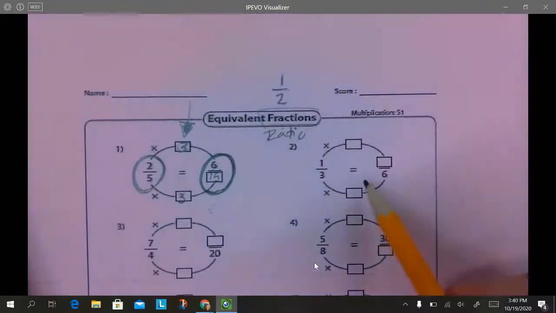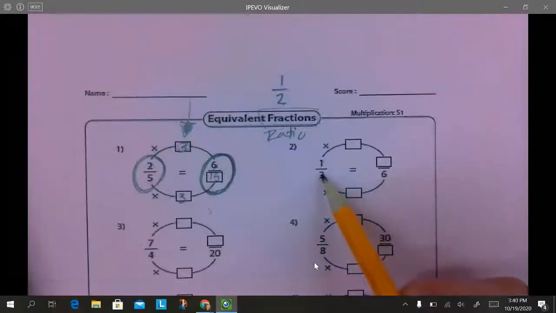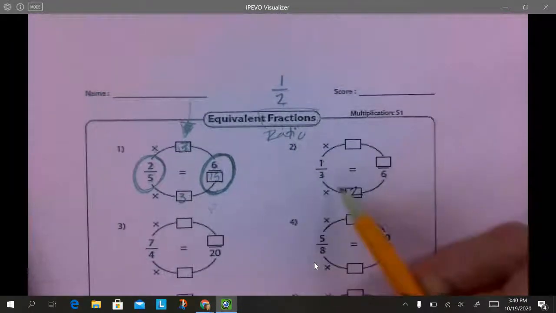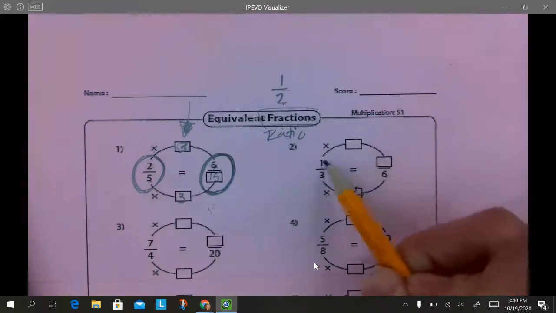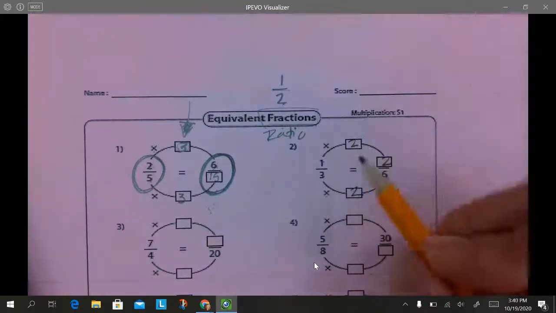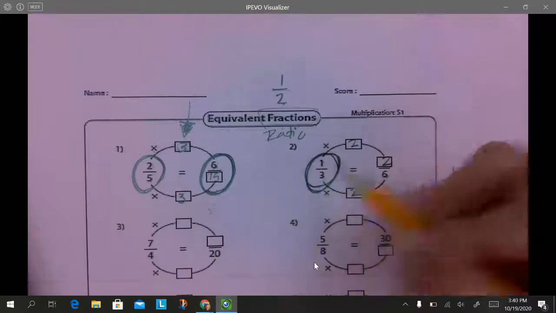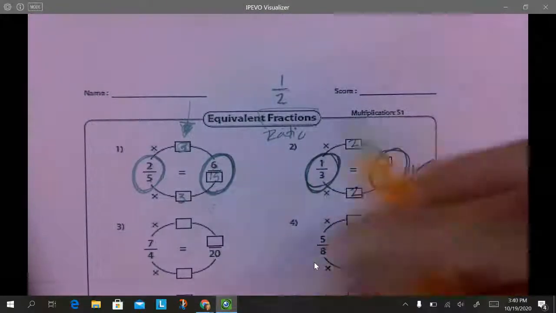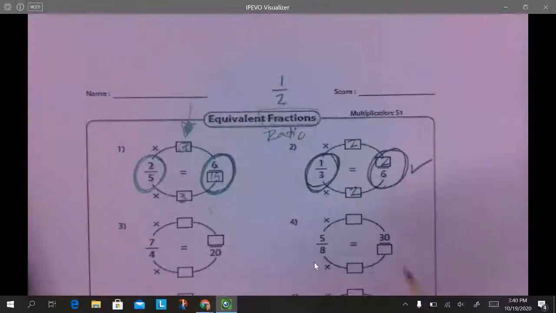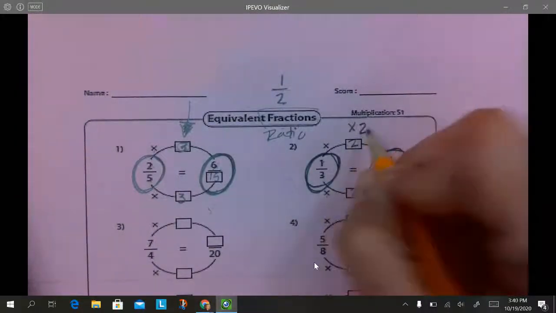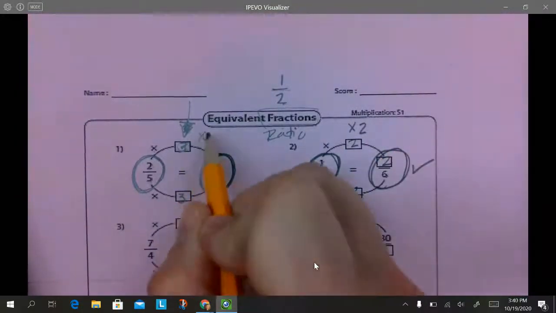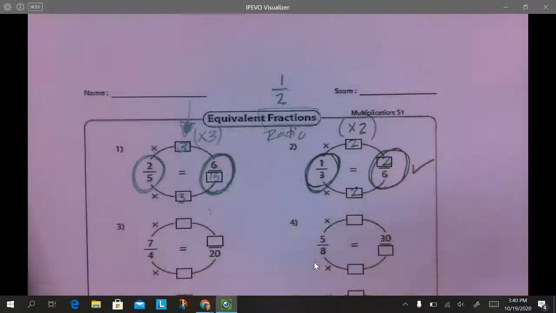So if you guys have this as number 2, it's 1 to 3, and somehow you need to get something to 6. Well, think, what factor did they use to increase it to 6? 3 times what is 6? 3 times 2. So whatever you do on the bottom, you must do on the top. So 1 times 2 is 2. So these ratios here, 1 to 3 and 2 to 6, are equivalent. Okay? You just increased it by 2. You multiplied by 2. Where over here, you multiplied by 3. You increased it by 3. Okay? All right, look at the next one.